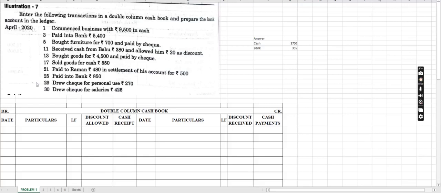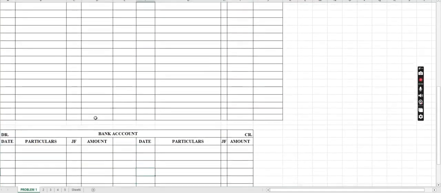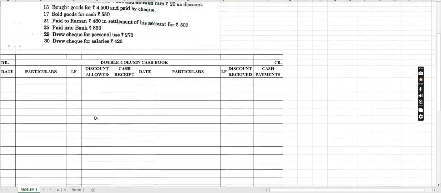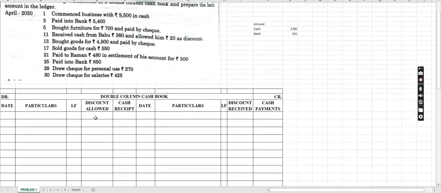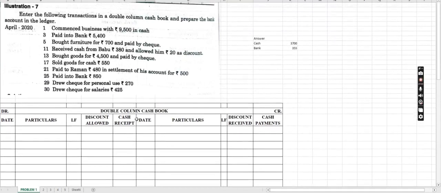The difference is just that in the double column cash book, we will have a discount column and the cash receipts, cash payments column, like these two columns on the debit side and the 2 columns on the credit side, and we will show the bank account in a ledger format. Whereas in the 3-column cash book, we show discount, cash and bank in the same cash book column. Okay, so let's begin with the problem.